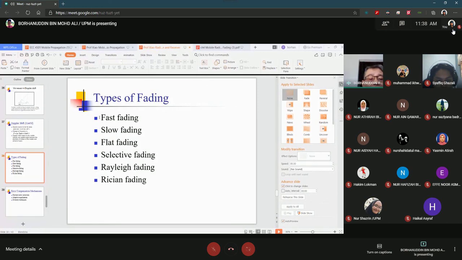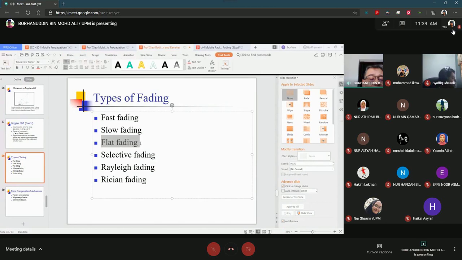We've seen fast fading, slow fading, flat fading. Now, flat fading means attenuation, essentially. It's experiencing fading, but it is not changing. So it's flat, and therefore, it's almost like attenuation. Attenuation maknanya pelemahan. Selective fading is like fast fading. At certain frequency, it experiences fade.